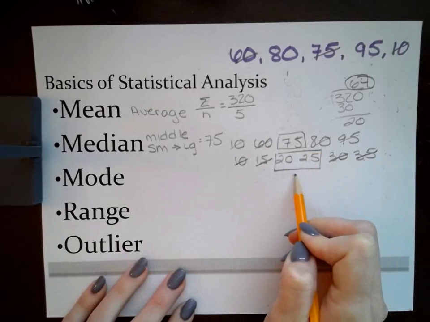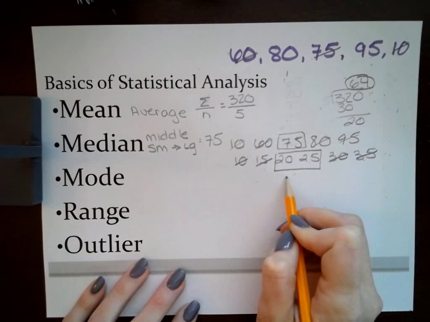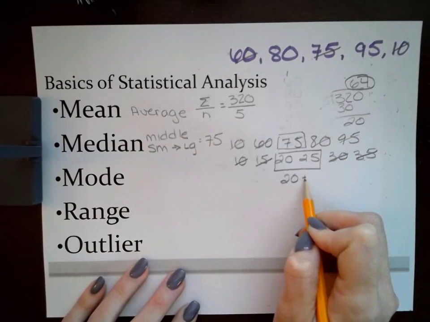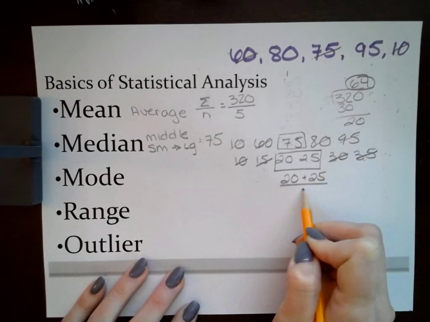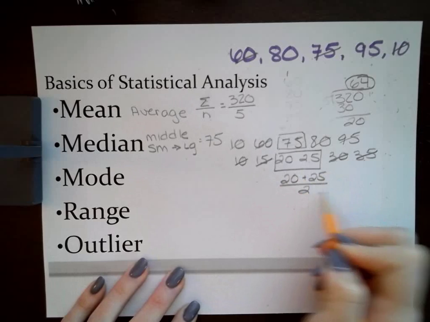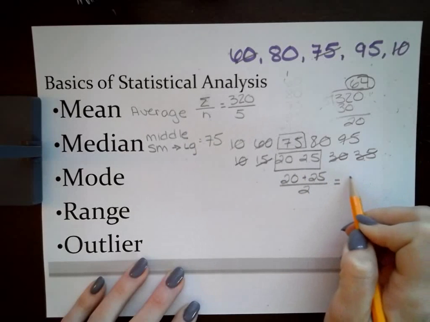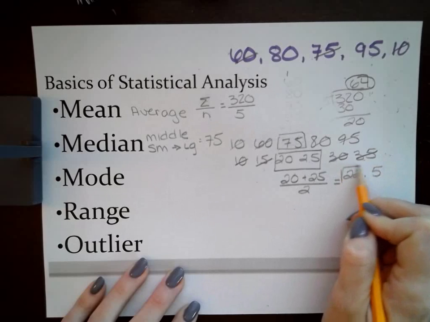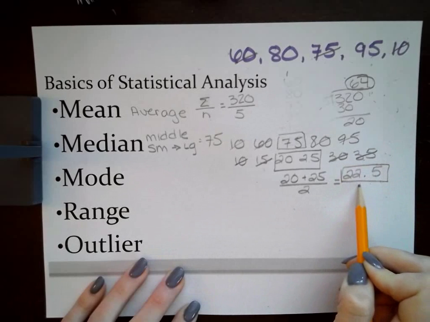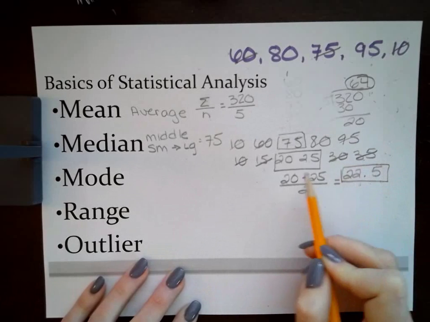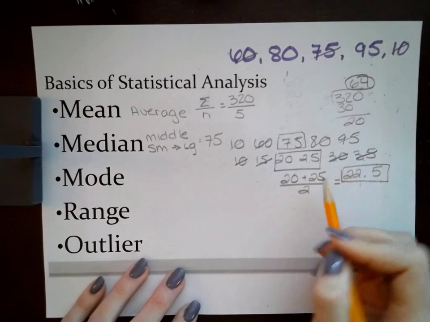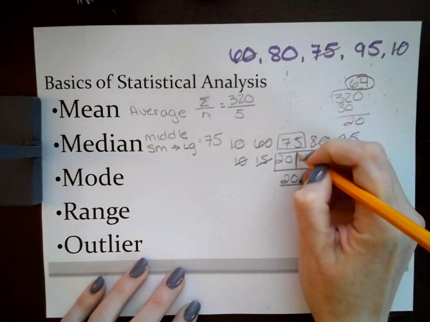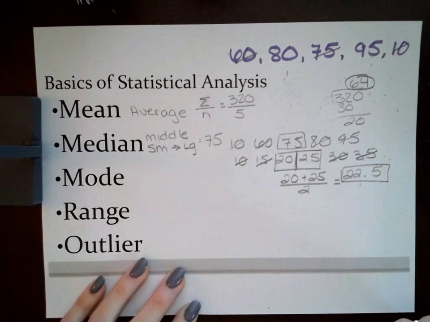So what we need to do is find the average of the 2 middle numbers. So remember, average or the mean, we add the 2 numbers up and we divide by the number of numbers that we have. So we find that our median is actually 22.5. And it's okay that our median is 22.5 even though it doesn't appear in our data set, because we had to find the number that fell smack dab in the middle between 20 and 25.